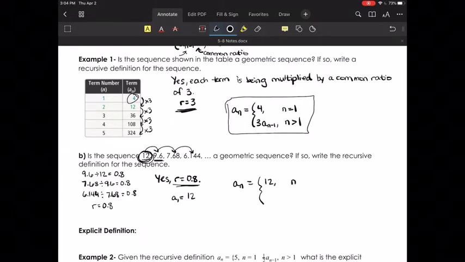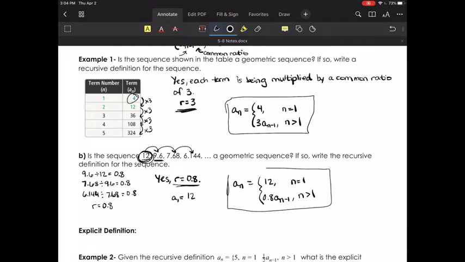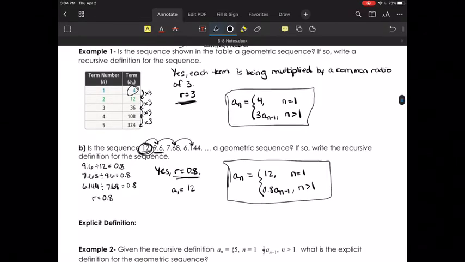So the first thing you plug in is your first term. So I know a_n equals 12 when n is equal to 1. And then I do my common ratio, so 0.8 times a_(n-1). And that is when n is greater than 1. And there's my recursive definition for that one. Alright, so that's recursive definition.